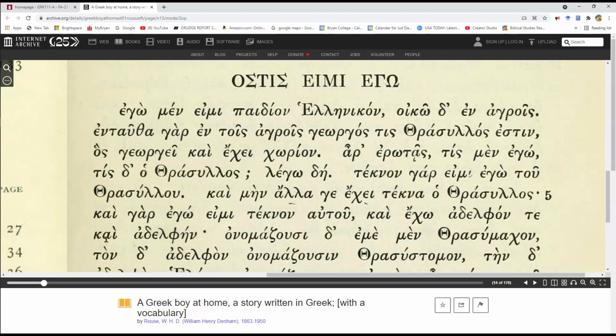And is he a big boy or a little boy? Because that's a diminutive, right? Ego men eimi paidion Hellenikon. Wait, what does ego mean? Because I know that eimi means I am, but what is ego? Ego eimi is I am. So what was... Oh, wow, we had that in the vocabulary list. Oh. What does men de mean?